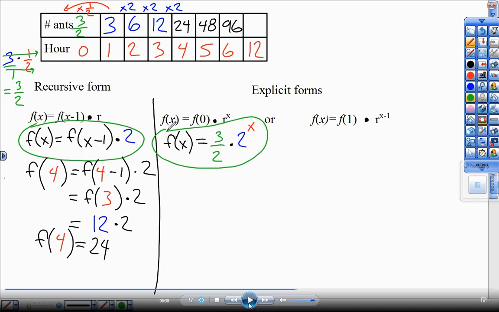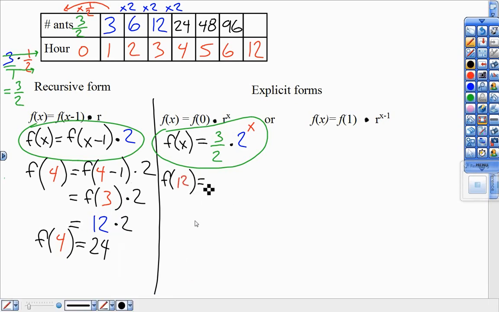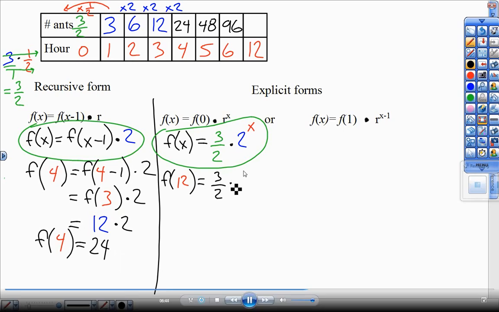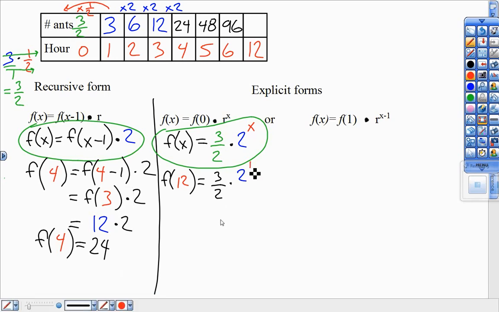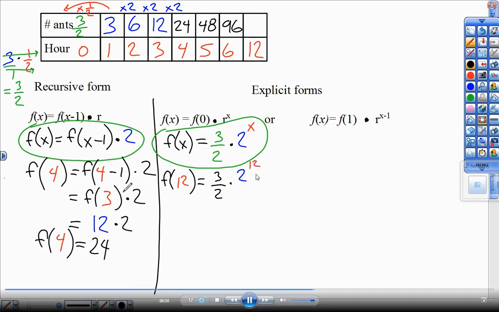To find the 12th term, I'm plugging in 12 right here for x. I'm leaving that 3 halves alone. And for that 2, leaving that alone. But where that x is, that's where the 12 is being plugged in there. Order of operations says do this exponent before you times by 3 halves.